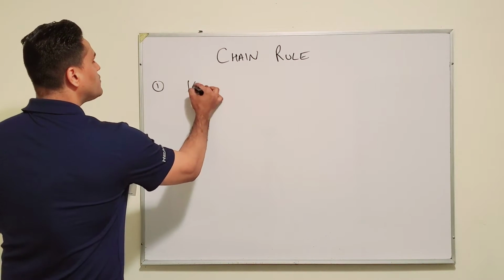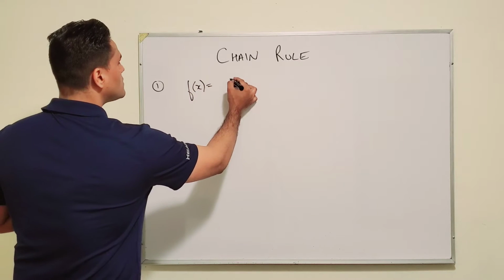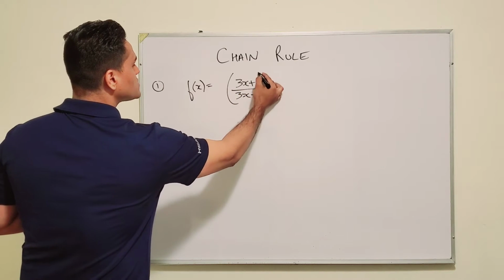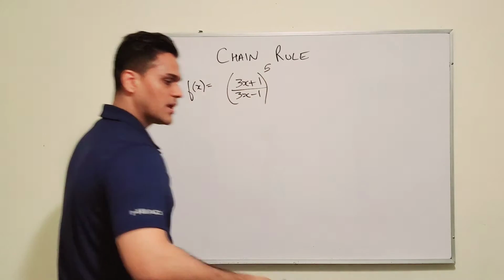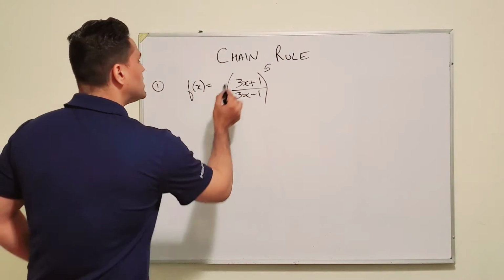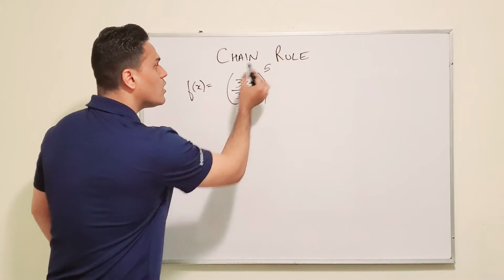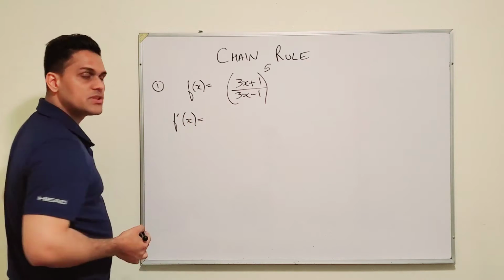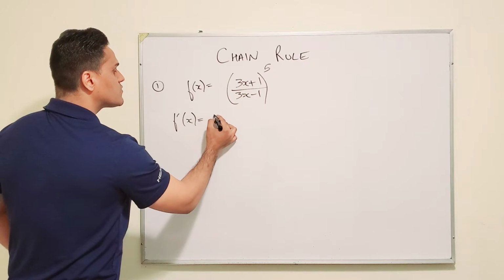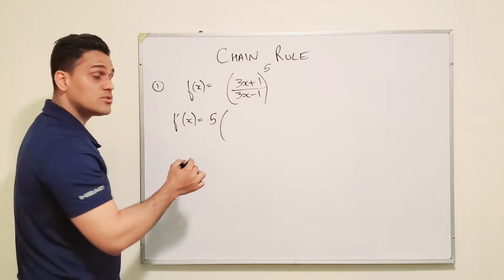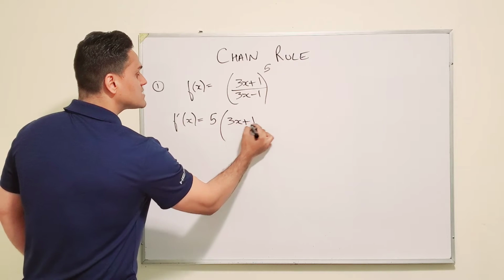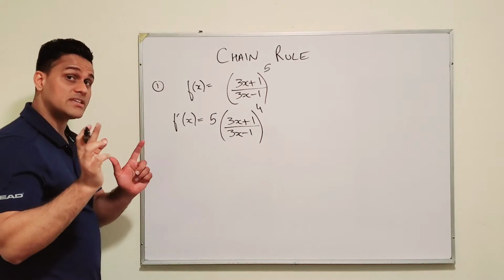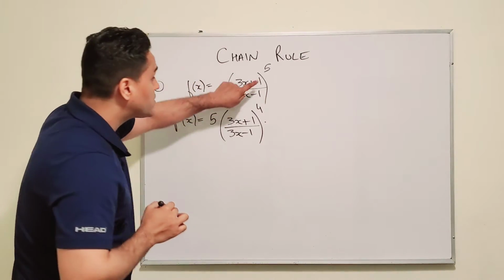Next up, we have f of x is equal to 3x plus 1 over 3x minus 1, all raised to the power 5. Okay? F of x is equal to 3x plus 1 divided by 3x minus 1, all raised to the power 5. We're going to get the derivative. So this will just be the power times the number in front, which is 5. And now the power is going to go down by 1, so it's just going to be 3x plus 1 over 3x minus 1 all raised to the power 4. But we're not done yet, folks. Times the derivative of the inside.